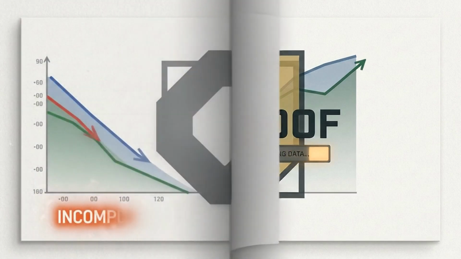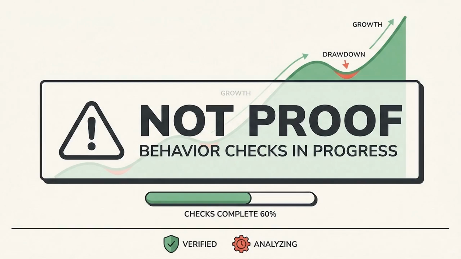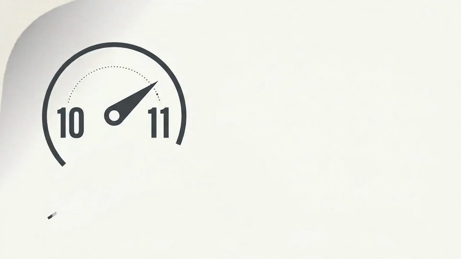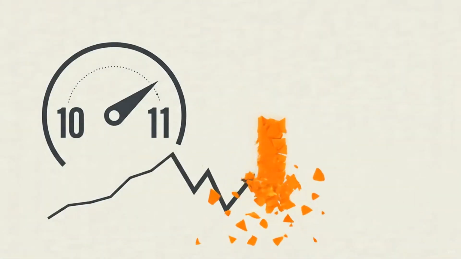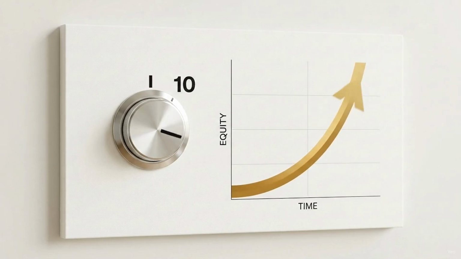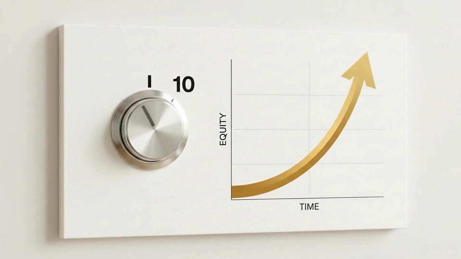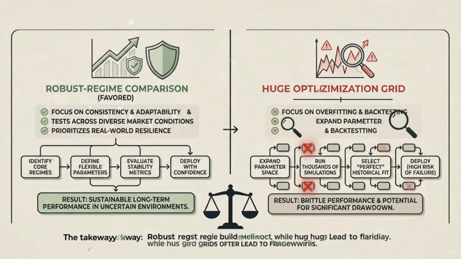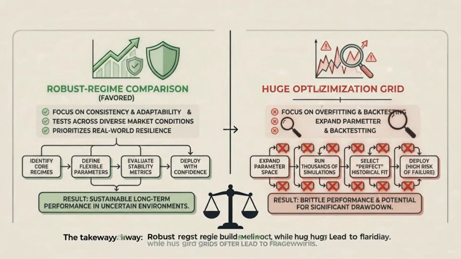Only after those checks would I examine performance, and even then, a profitable backtest would not prove the strategy is robust. Changing the fast period from 10 to 11 and seeing the results collapse tells you more than one beautiful equity curve. Testing another market regime tells you more than optimizing hundreds of combinations until history looks perfect.